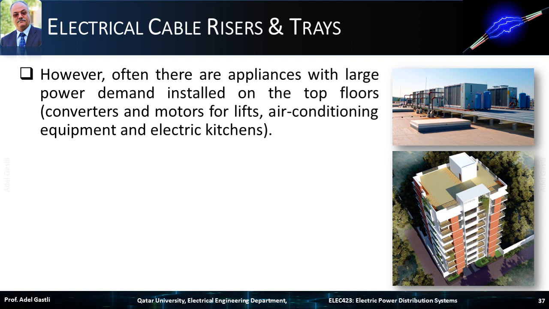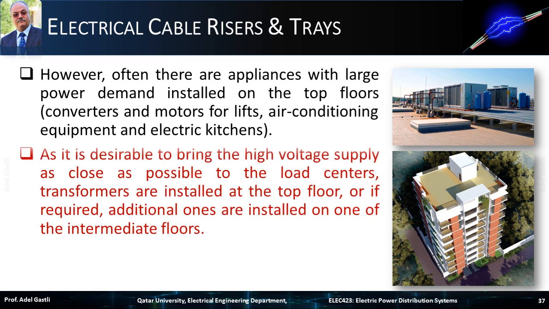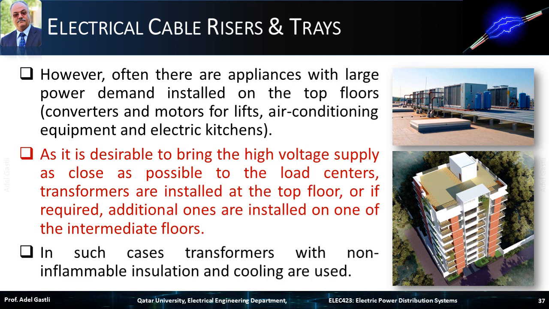However, often there are appliances with large power demand installed on the top floors, such as converters and motors for lifts, air conditioning equipment and electric kitchens. As it is desirable to bring the high voltage supply as close as possible to the load centers, transformers are installed at the top floor, or if required, additional ones are installed on one of the intermediate floors. In such cases, transformers with non-inflammable insulation and cooling are used.